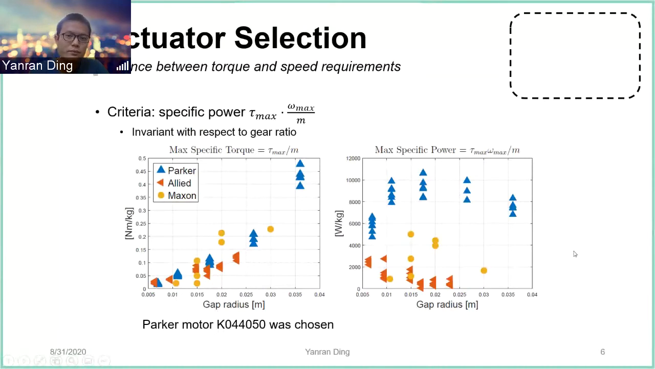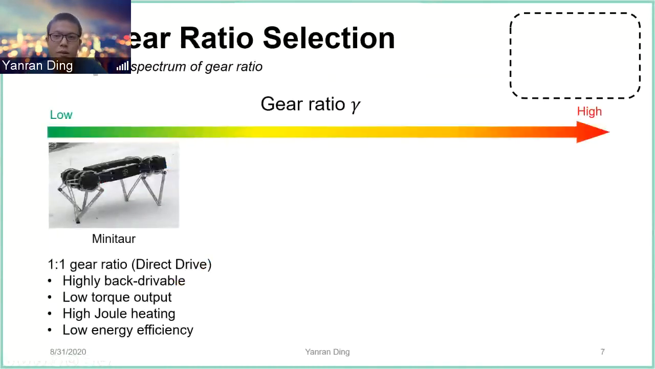Once we have determined the actuator itself, we also want to determine the gear ratio. It is a very important parameter to choose because there's a wide spectrum of gear ratios for leg robots. On the low end, we have the Mini Cheetah robot, which has a 1-to-1 gear ratio. It has a direct drive, which basically means there's no transmission between the motor itself and the linkage.